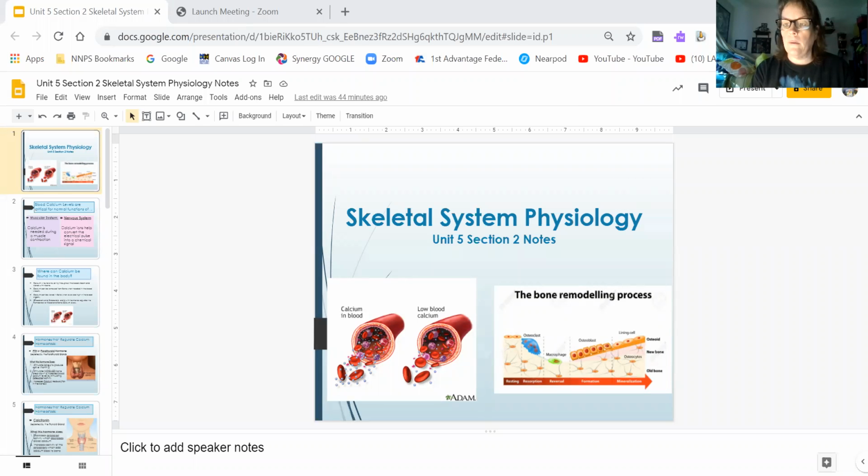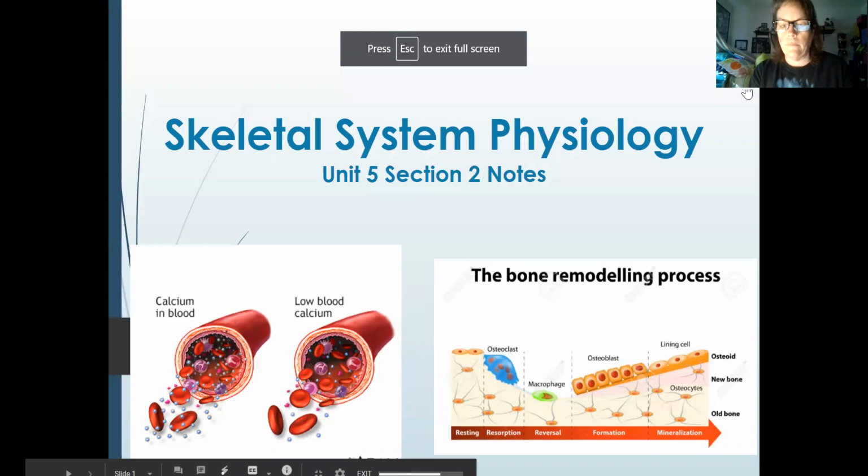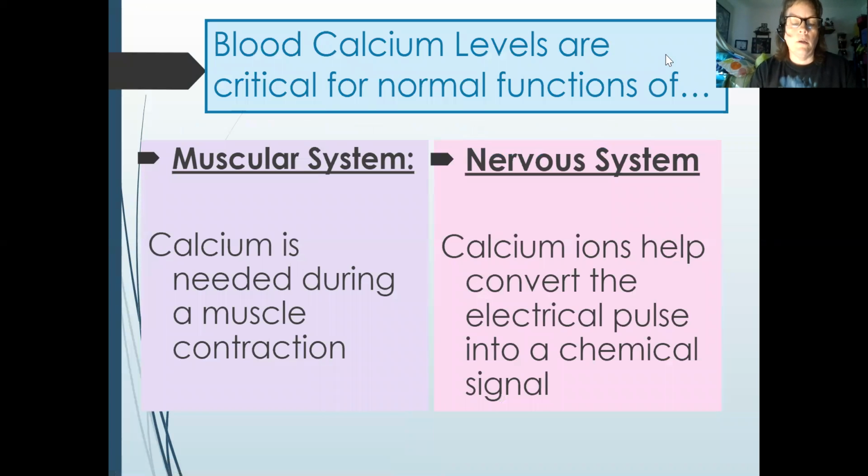All right, we are now going to look at section 2 of Unit 5, which is the physiology of the skeletal system. All right, so you do have calcium running through your bloodstream. We talked about calcium in Unit 2 as one of the elements that's needed by your body. Blood calcium levels are critical for normal functions of your muscular system and your nervous system.